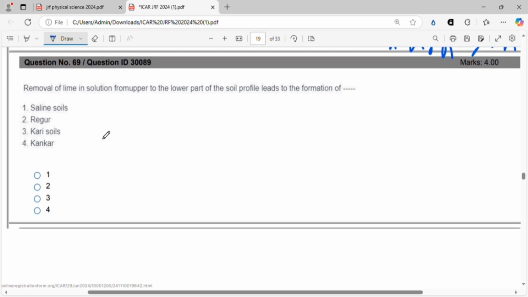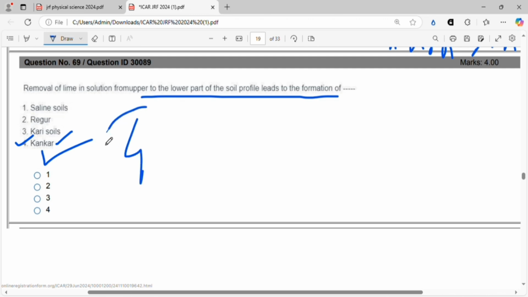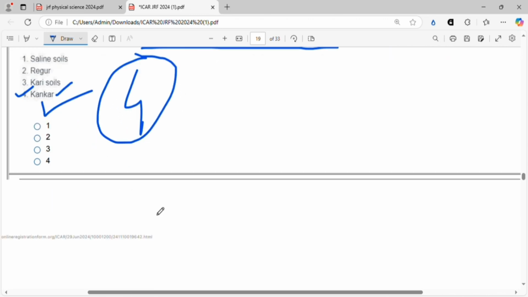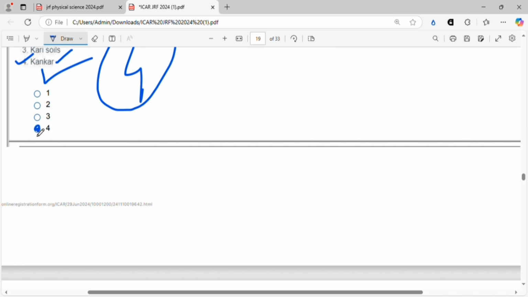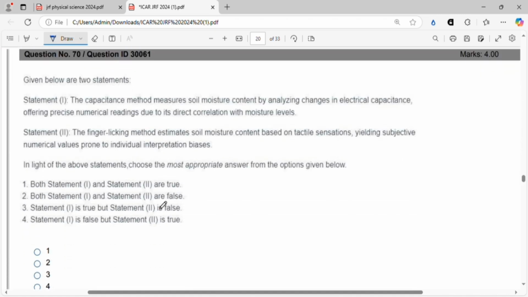Removal of lime in solution from upper to the lower part of the soil leads to the formation of. This is also a straight question from the pedology portion. So this is, I think, the 8th question from pedology in this paper, and again and again I am telling you, you have to be very thorough. This question does not require any concept. You have to know the answer, and that is kankar. In Bengali or other languages, it is called kakor. So it is kankar. Option 4 is the correct answer. All right, moving on to the next question.